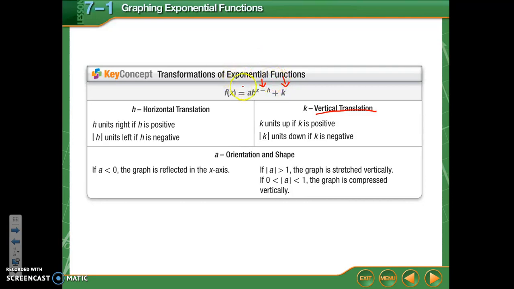And then a, if I multiply anything outside of my exponential function that's not 1, if that's a negative number, I'm reflecting my graph over the x-axis. So that would be like y equals -2 times 3 to the x. I would reflect it over the x-axis because of that negative. And if the absolute value of a is greater than 1, that's a vertical stretch. So this would be reflected over the x-axis and then vertically stretched by 2. And if what I'm multiplying by is between 0 and 1, ignoring the negative, then it is a vertical compression.